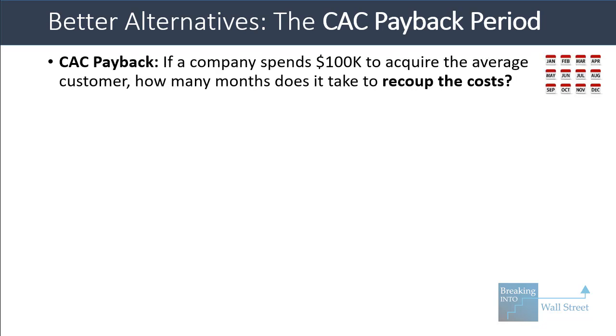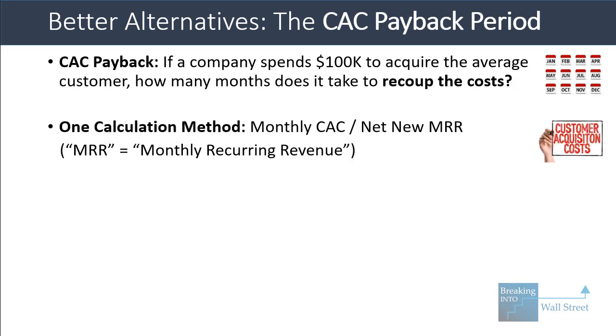The idea here is that if a company spends $100,000 to acquire an average customer, how many months will it take to recoup the cost? That's what the CAC Payback period tells you. One way to calculate this is to look at the monthly CAC and divide it by the net new monthly recurring revenue.